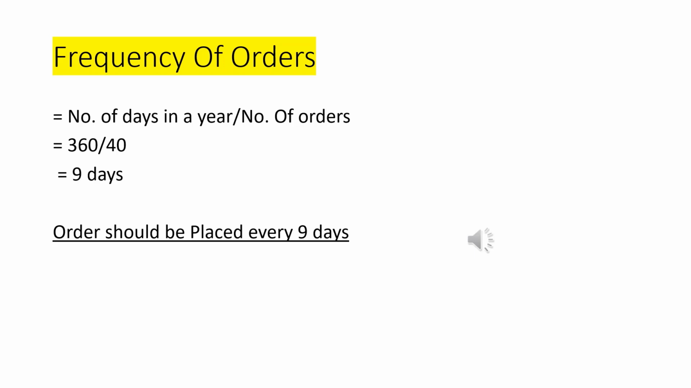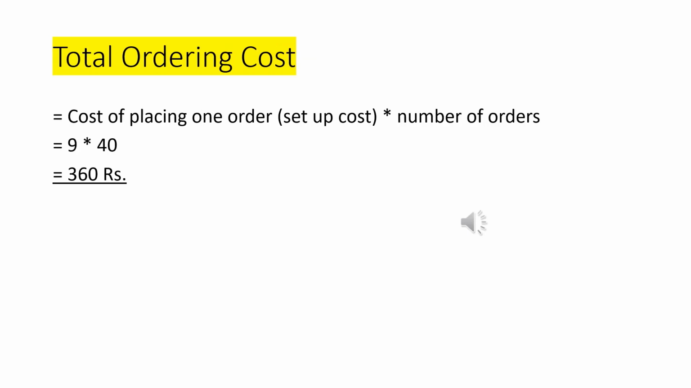And number of orders we just calculated is 40 that needs to be made in 1 year. So कितना frequently आपको order place करना होगा, that is given by 360 by 40. That is coming to 9 days. That means every 9 days you should be placing the order for 1200 units, and that will keep your inventory cost to a minimum.